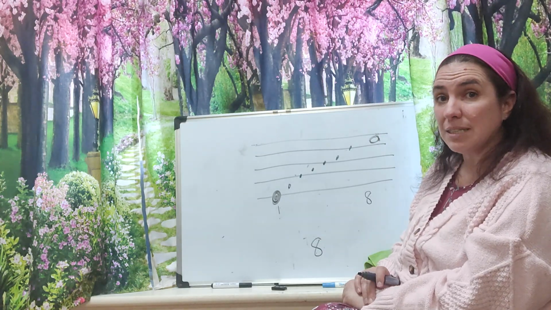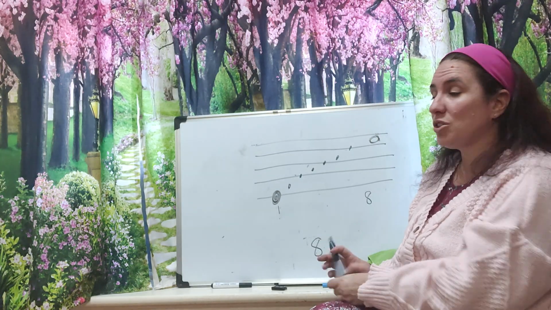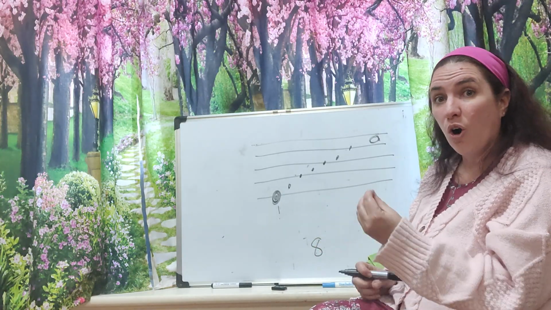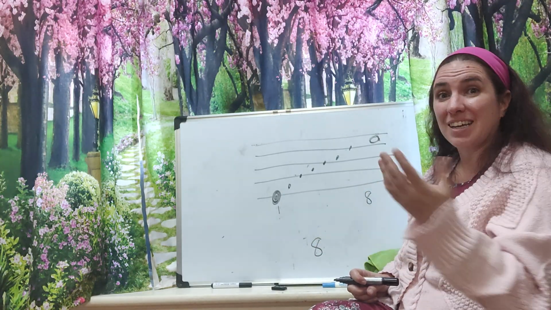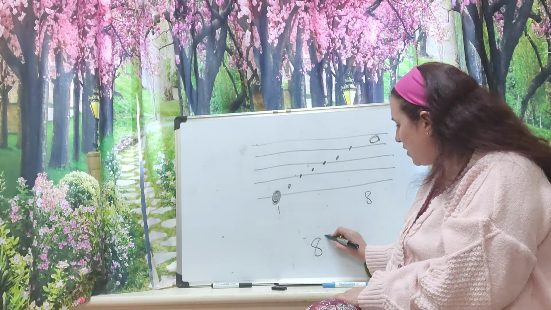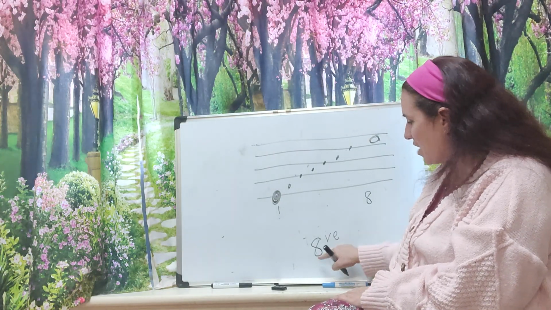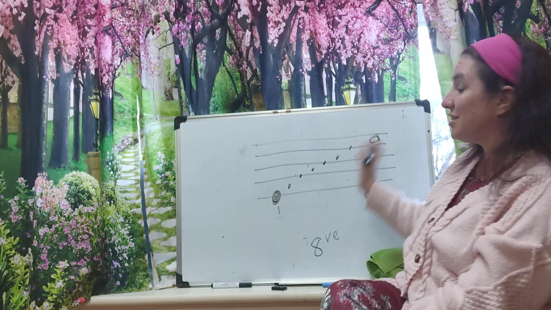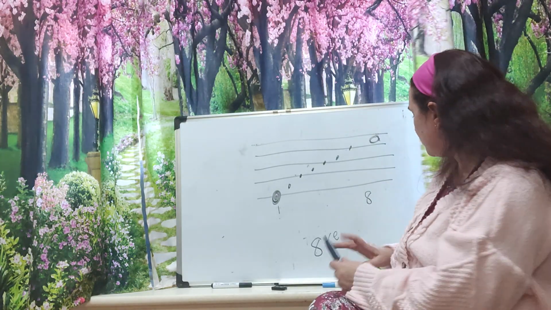Now some countries say eighth, but here in Australia we say octave, which is another old word. Oct means 8. It's like in octagon, which is an 8-sided figure, and we're going to write VE, so 8VE, octave. So this is an octave apart.